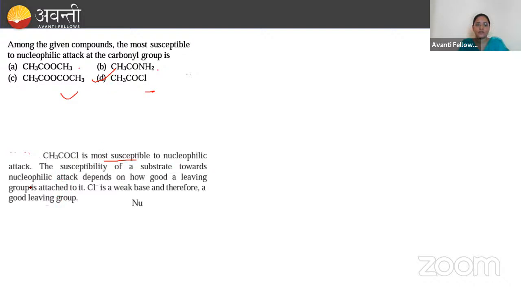The susceptibility of a substance toward nucleophilic attack depends upon how good a leaving group is attached to it. So Cl minus, being a weak base, is a good leaving group, and that's why a nucleophile can attack CH3COCl very, very easily, right? बात अगर बाकी के आप कंपाउंड देखोगे तो वहां पे कहीं पे CH3 है and some place NH2 is present, at some place COCH3 is present. So they are not good leaving groups, right?